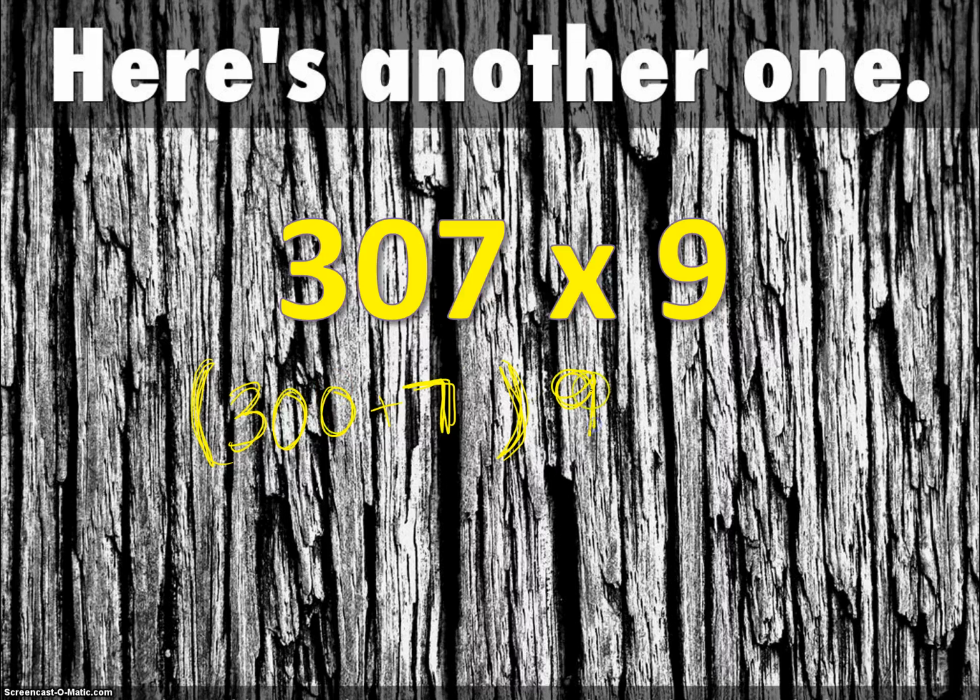The distributive property says you have to distribute everything on the outside times the inside. So 9 times 300 is 2,700. And 9 times 7, you can use those finger skills of 9. 9 times 7 is 63. So my final answer is 2,763. Very quick on pencil and paper or using mental math in your head. You can do it a lot faster than taking 307 times 9 using long multiplication. Much faster, and it's accurate.